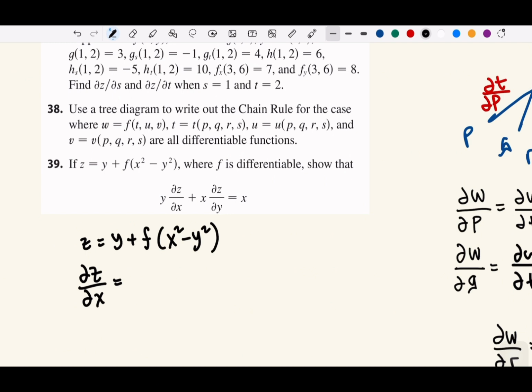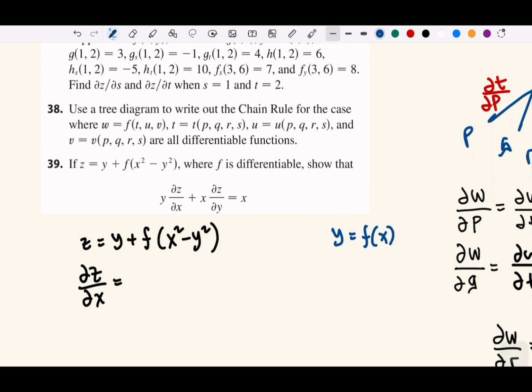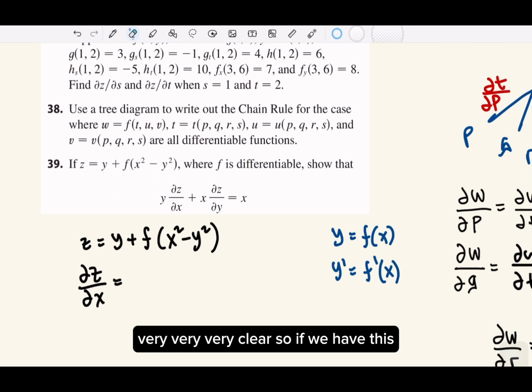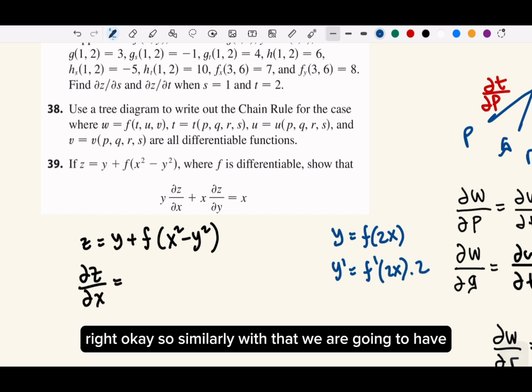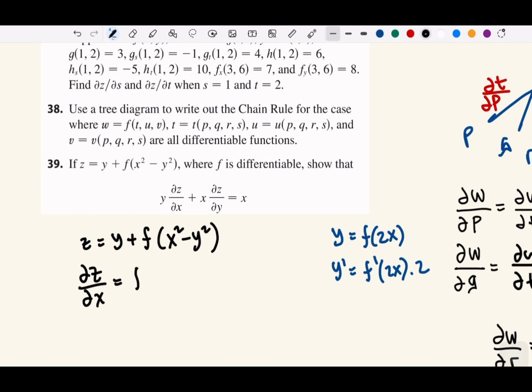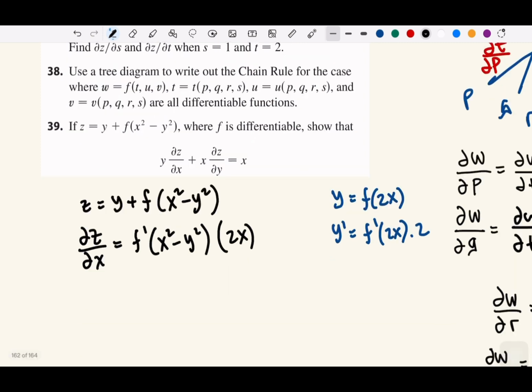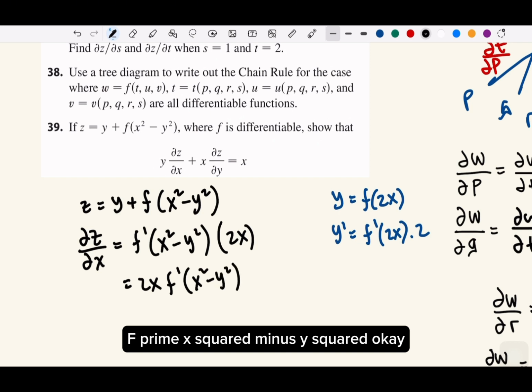Let me change the rule. See this first. Okay, so if you have y equal f of x, y prime is f prime x. Okay, very clear. Right. Okay, so similarly with that, we are going to have f prime x squared minus y squared and multiply with 2x. Or we can write 2x f prime x squared minus y squared. Okay.